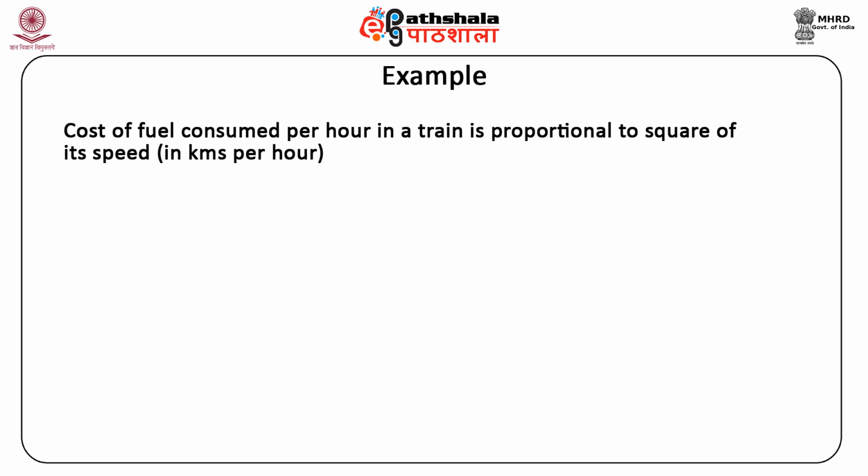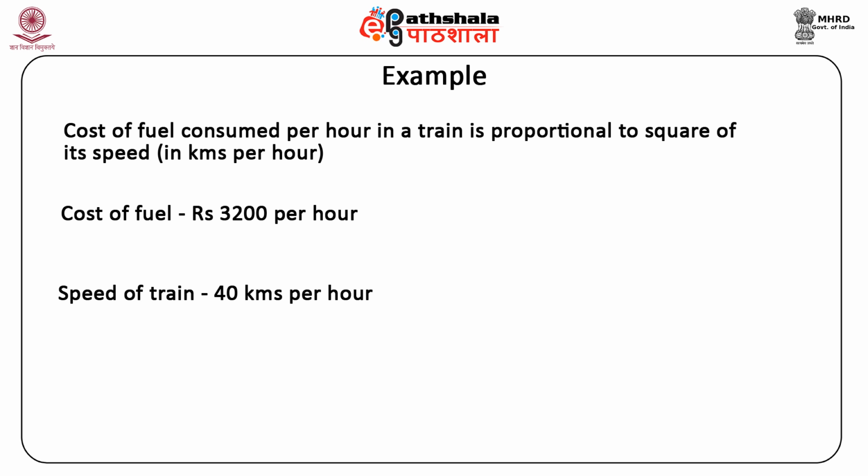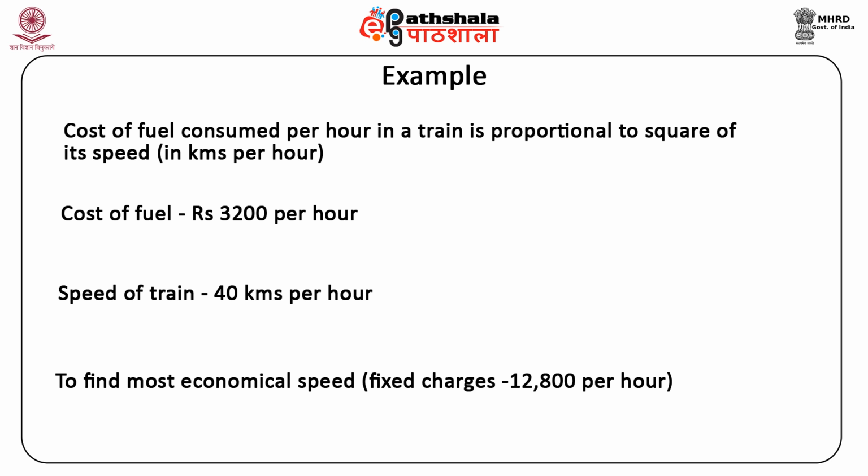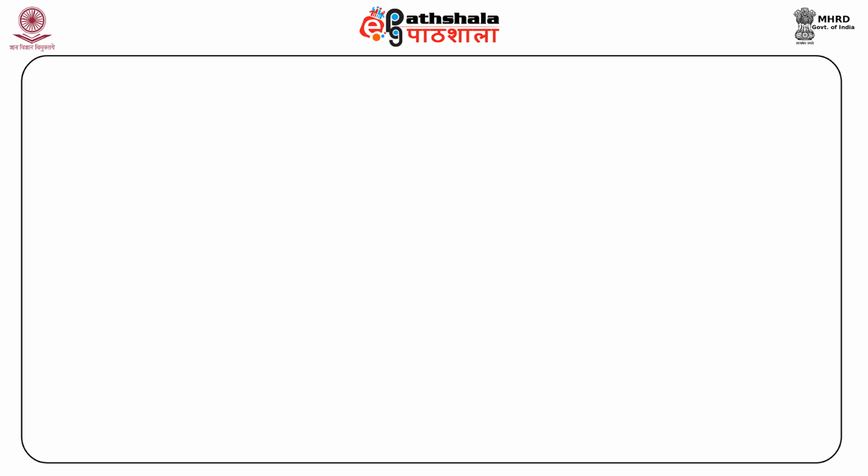The cost of fuel consumed per hour in running a train is proportional to the square of its speed, and it costs ₹3200 per hour at a speed of 40 km per hour. What is the most economical speed if the fixed charges are ₹12,800 per hour? Let's take a look at the solution.